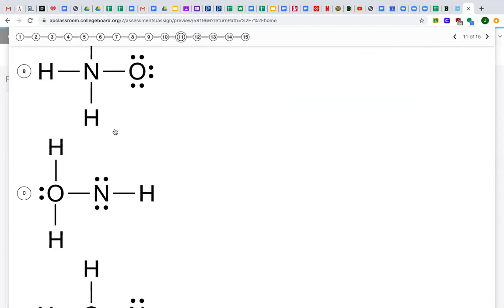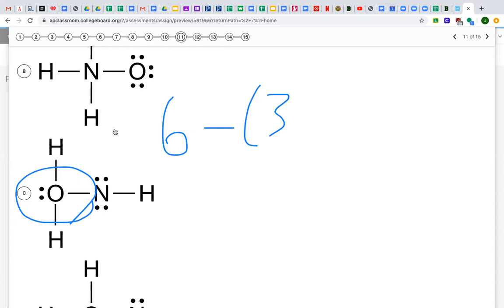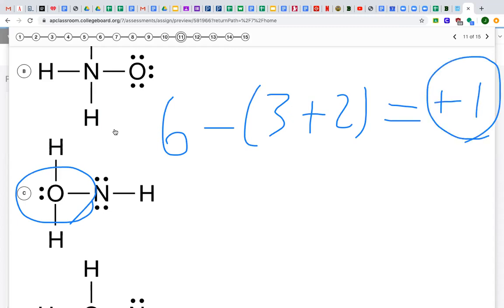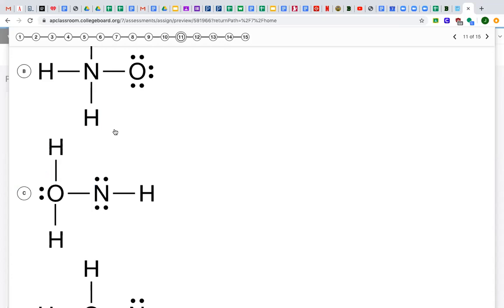Okay, so we're still talking about this oxygen over here, right? It's got 6 valence electrons, and then how many bonds does it make here? It's making 3 bonds. There you go. And then how many lone pair electrons does it have? 2. Okay, and that equals what? Positive 1. There we go. Okay, so that's the formal charge on that oxygen. Is that oxygen happy? No, it is not.